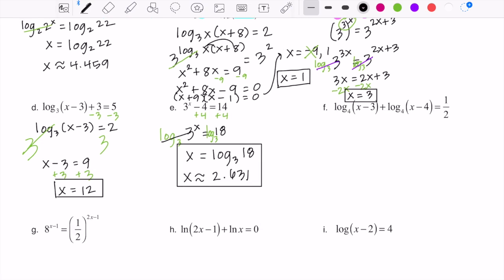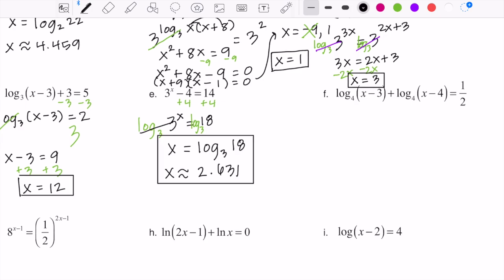Okay, moving on. F is a logarithm, and there are 2 logarithms. Again, we would never go like this. I just wrote 3 bases of 4s. We would never do that. The max you're going to write is 2. So you need to make sure you condense first.